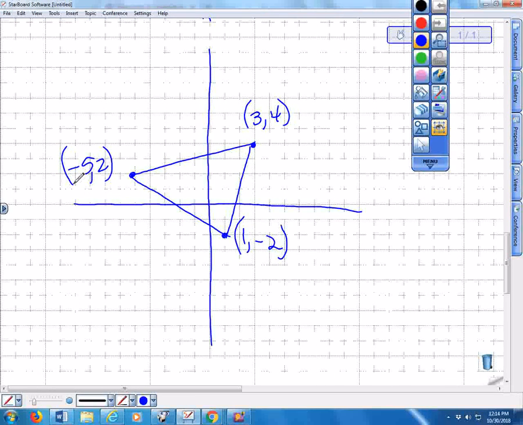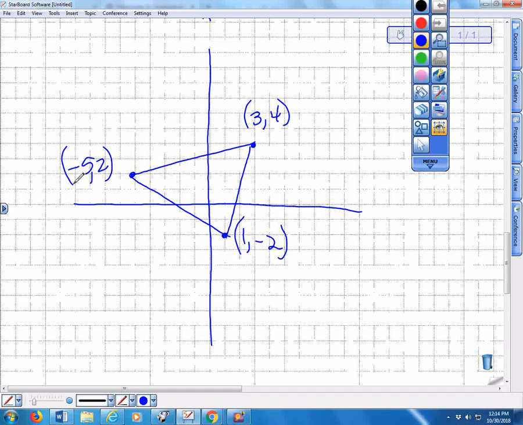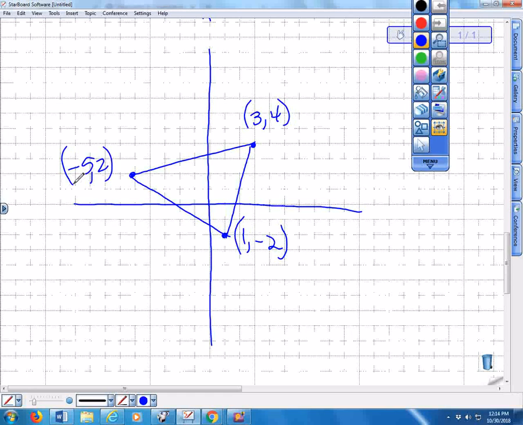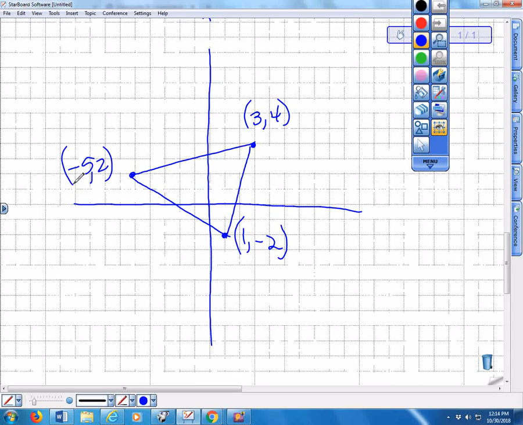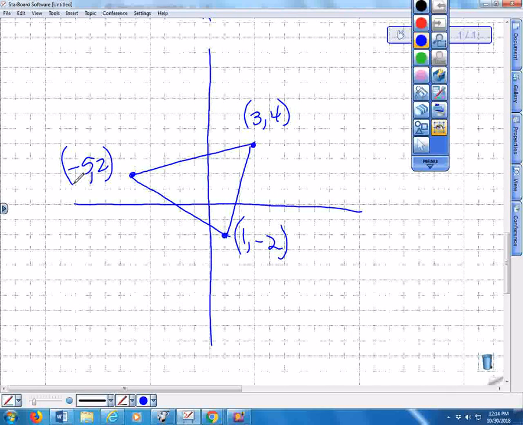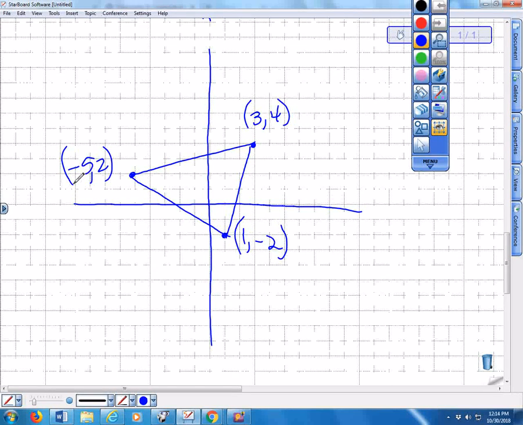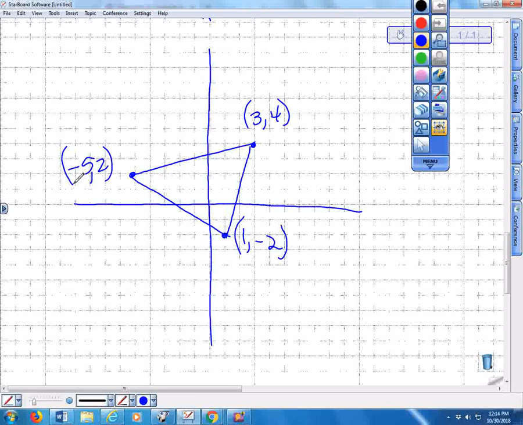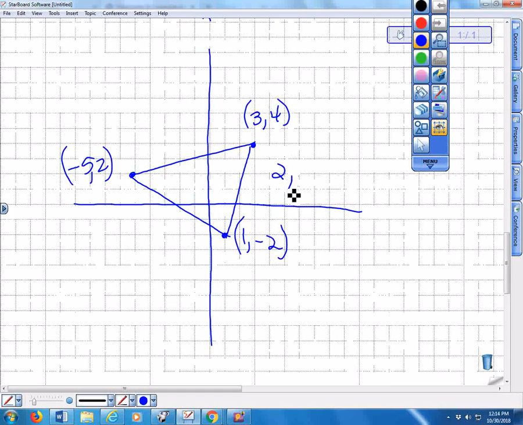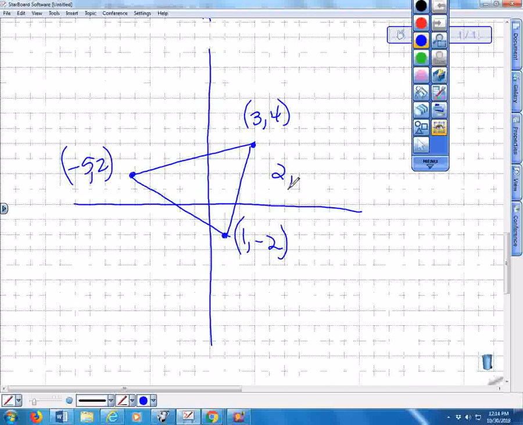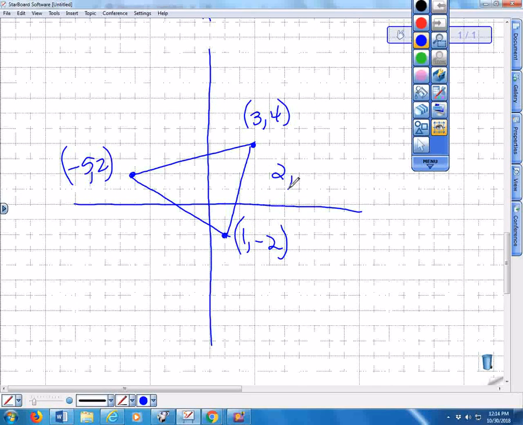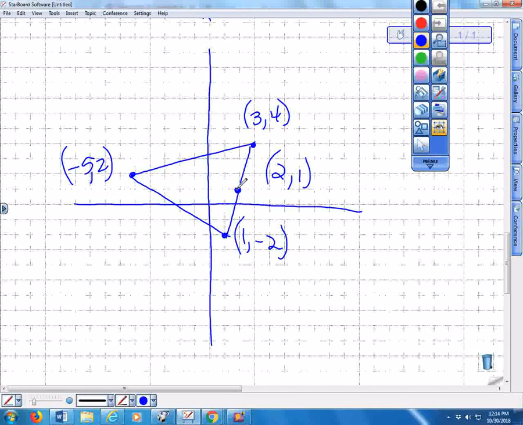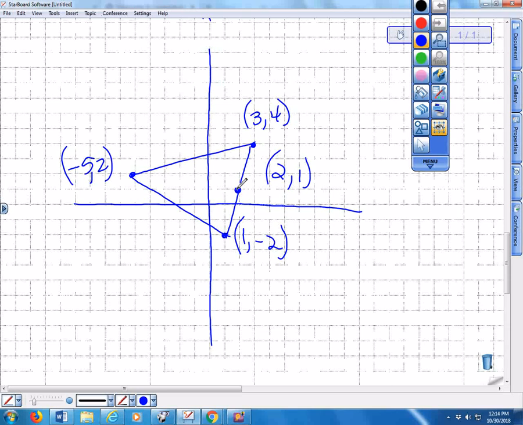Yeah, think of it as the average of the x's and the average of the y's. To find an average of two numbers, I add the two numbers and divide by 2, right? So if you can't remember, it's the average of the x's, the average of the y's. Okay? So if I want to find the midpoint between these two, I'm going to average the x's. 3 plus 1 is 4 divided by 2. 4 minus 2 is 2 divided by 2 is 1. Let's see how close I was. Pretty close. There's the midpoint.